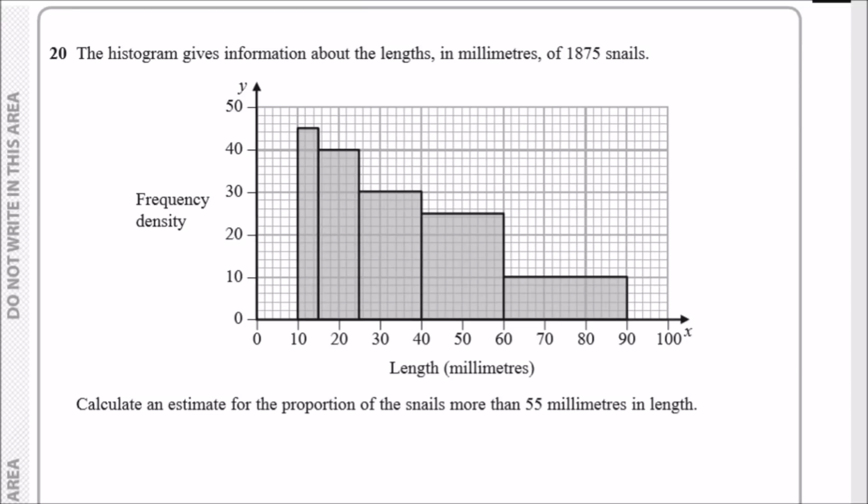Now, check this out. The histogram gives information about the lengths in millimeters of 1,875 snails.